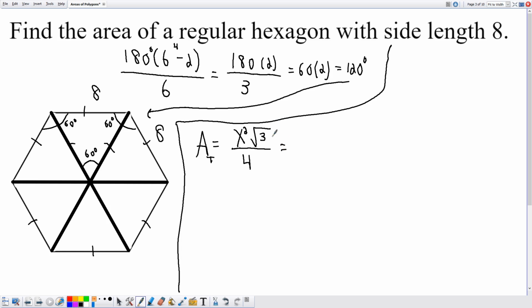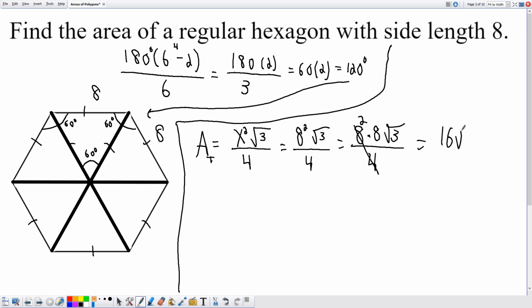So we know that the side length is 8, so that would be 8 squared times the square root of 3 divided by 4. Well, 8 squared is 8 times 8. We have the square root of 3 over 4, and 8 over 4 cancels out to just 2, so it's really just 2 times 8, which is 16 square root of 3.